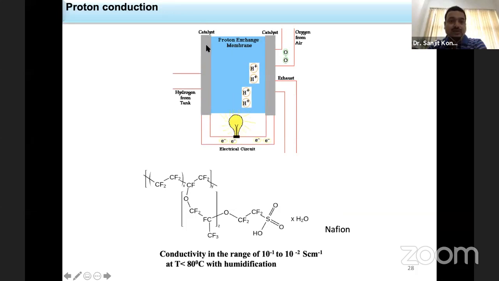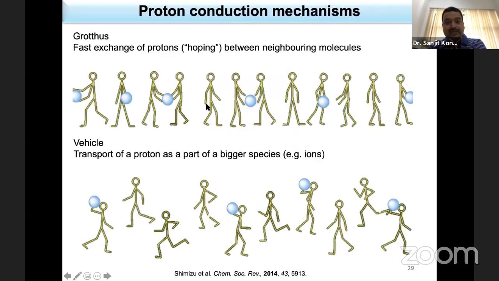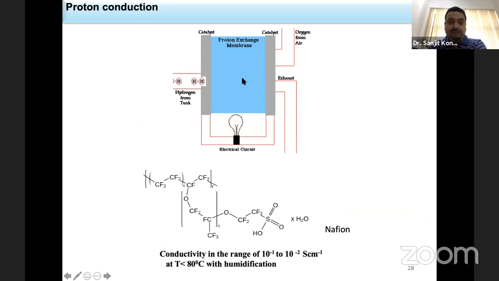Hydrogen comes in contact with a catalyst. Actually, this is the anodic part of the fuel cell. Hydrogen becomes H plus and releases the electron. The H plus moves through this membrane, combines with the oxygen available on the other side at the cathode, and forms water. And the released electron here is connected with a circuit. This electron travels through this pathway and gives you the electricity.